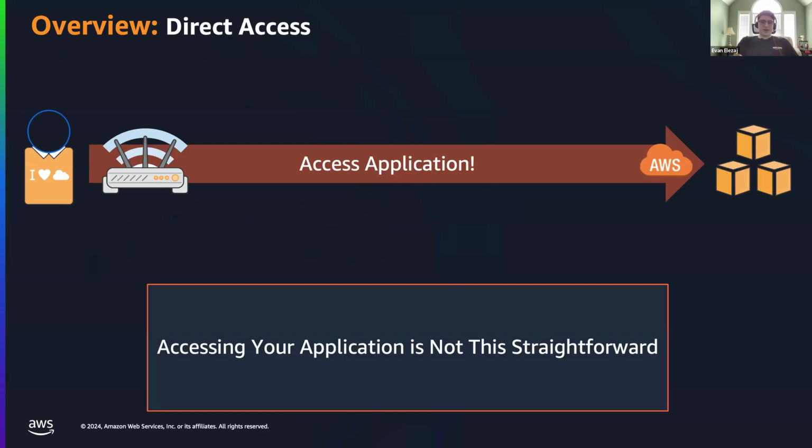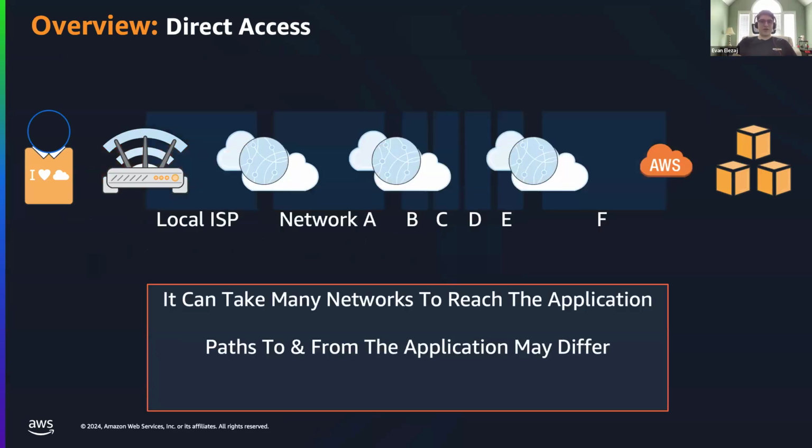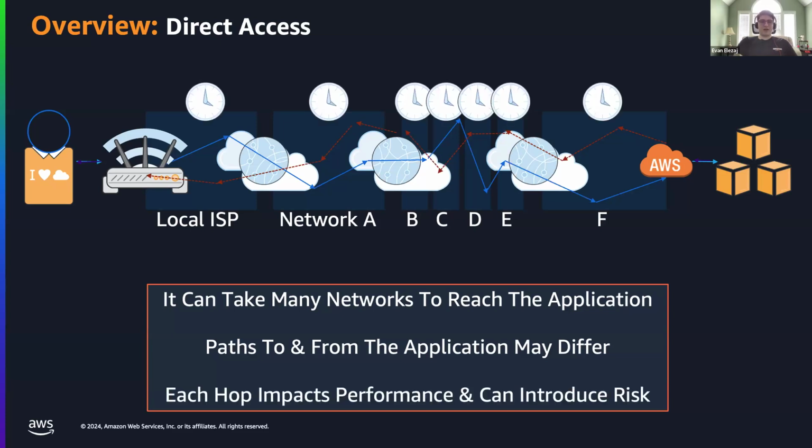Unfortunately, for customers who access your application on AWS, it is not this straightforward. There are many networks that can be between your users and your AWS application, and the paths that the traffic will take might differ. And whenever these hops occur, there's always a chance that you have increased latency or an increased risk for attacks to happen along each of those hops. Ultimately, that can significantly impact the performance for your users.